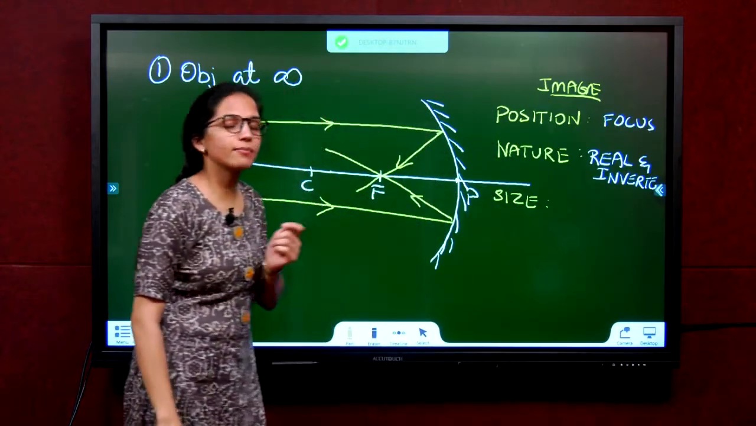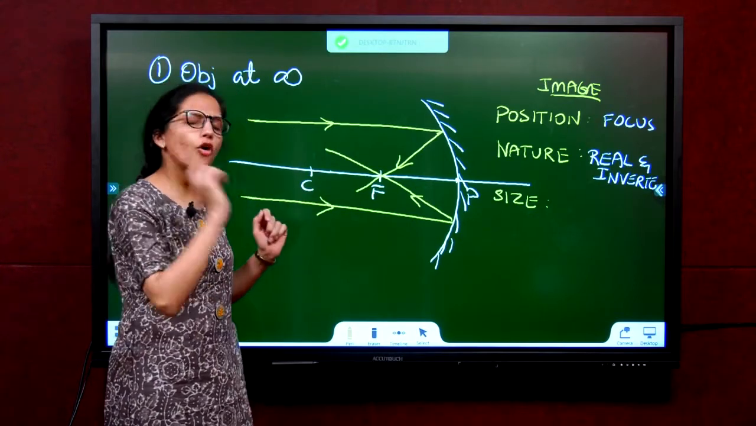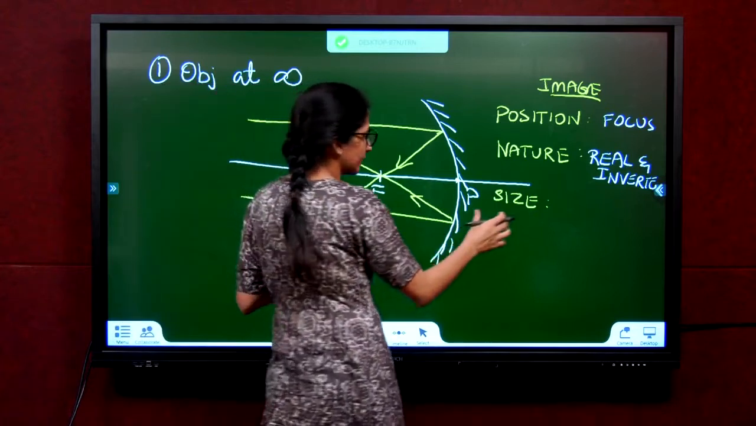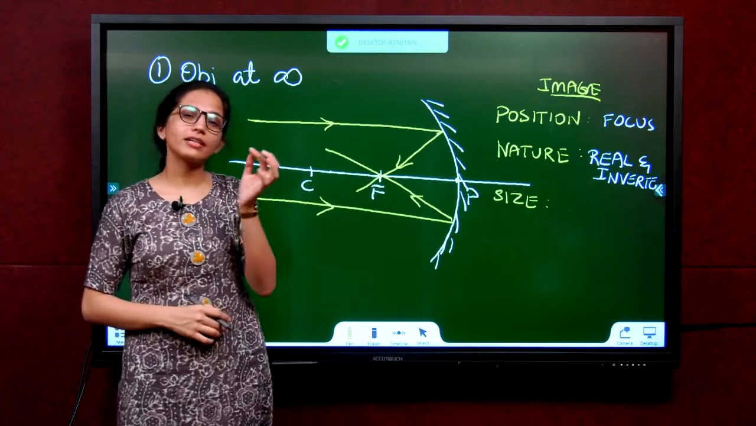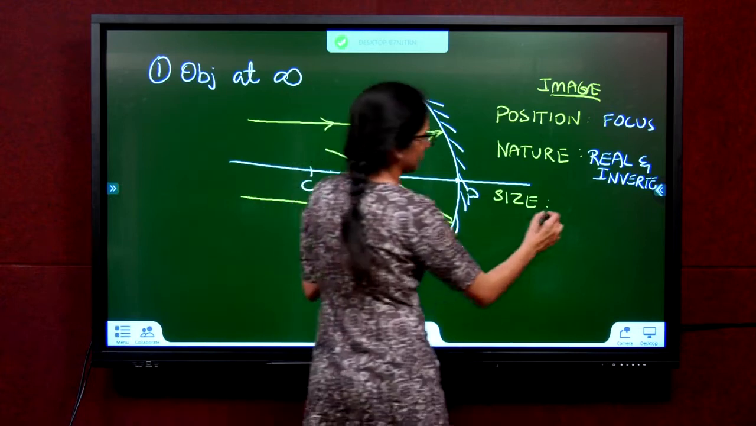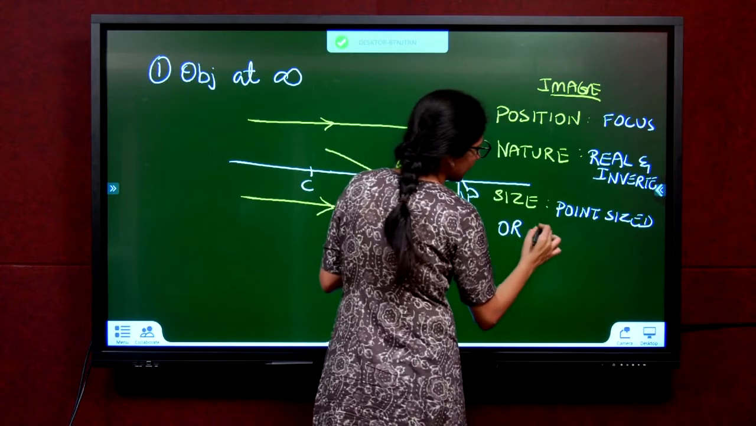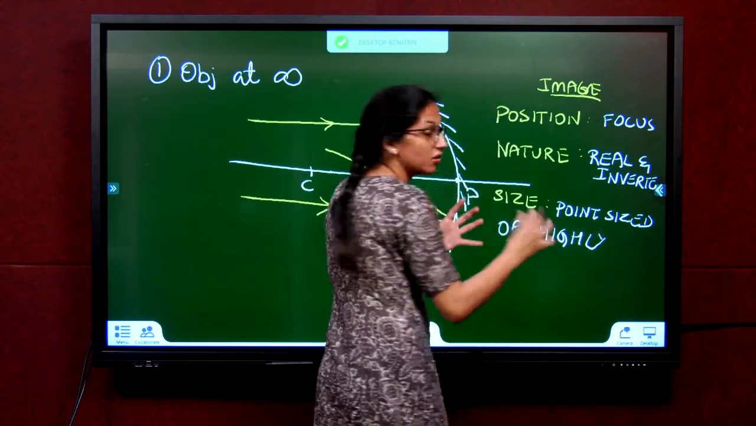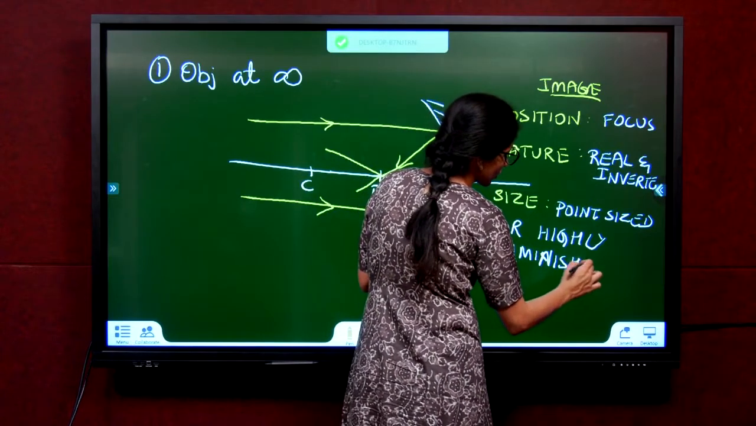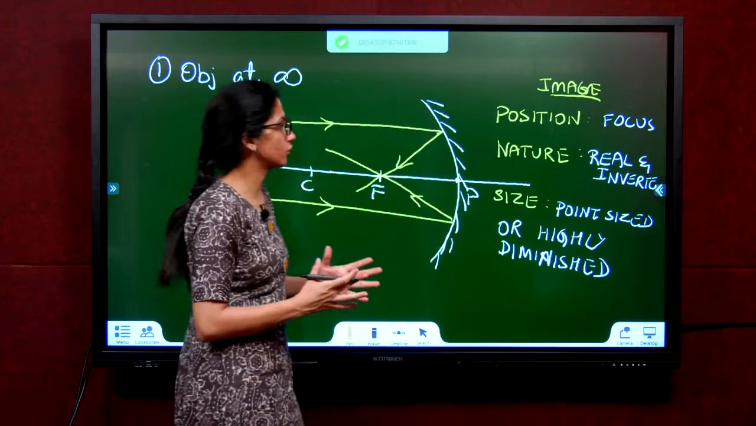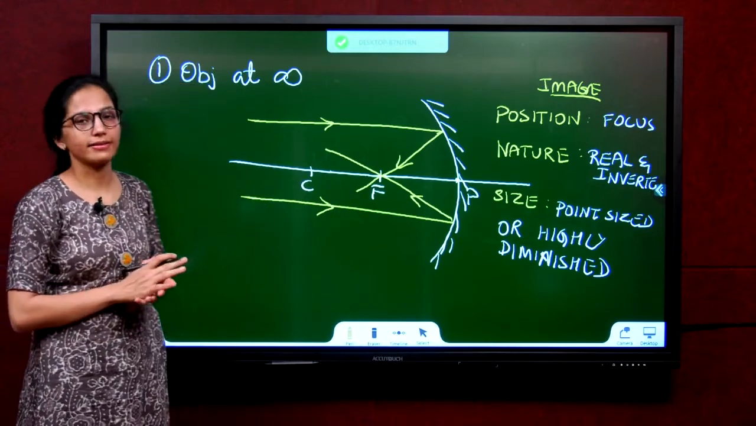Now why, ma'am? Why is a real image an inverted image? That you will understand when I do the next diagram. All real images are inverted images. Okay. Size. Infinity, very big. Image is so small. So it is what? Point sized, or you can say highly diminished, become very small. If you make something small, it is called diminished. If you make something big, it's called enlarged. So if the object is at infinity, image is formed at focus, and that is the nature and size.